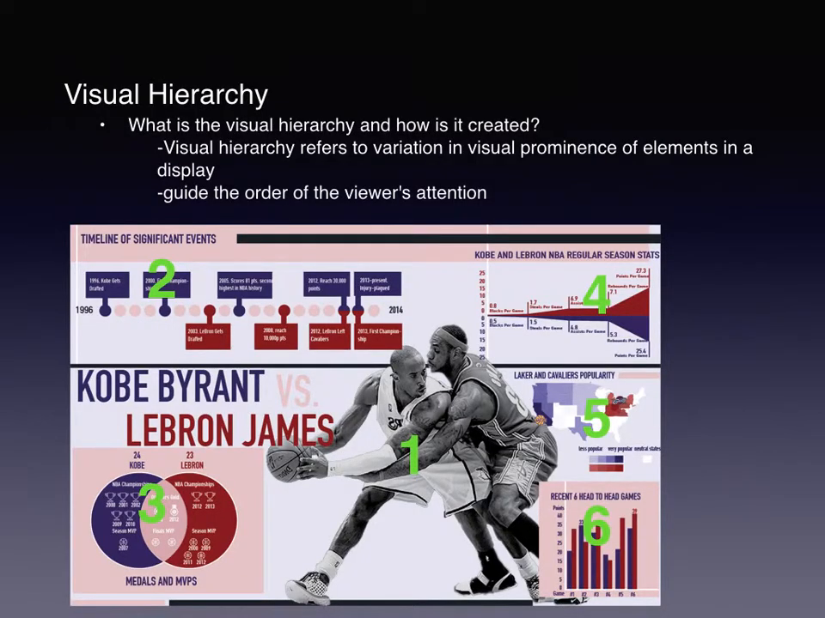Next topic is visual hierarchy. What is a visual hierarchy and how is it created? Visual hierarchy refers to variation in visual prominence of elements in the display. It guides the order of the viewer's attention.